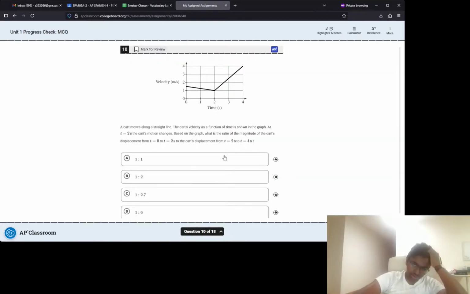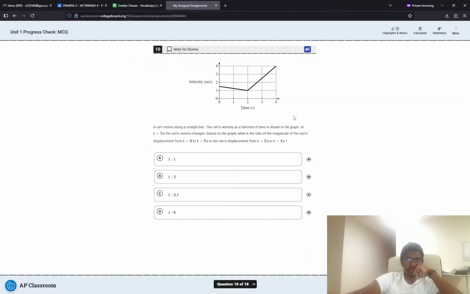The car moves across a straight line. The car's velocity is a function of time as shown in the graph. At t equals 2, the car's motion changes. Shown in the graph is the ratio of the magnitude of the car's displacement from t equals 0. Okay, so this is pretty simple. We'll just find the area here.